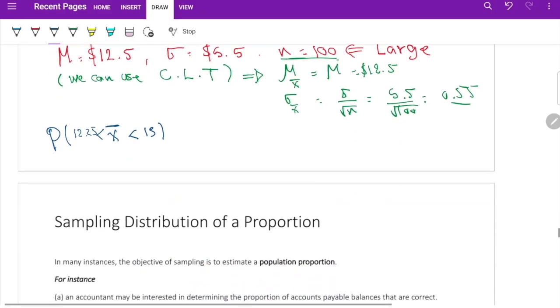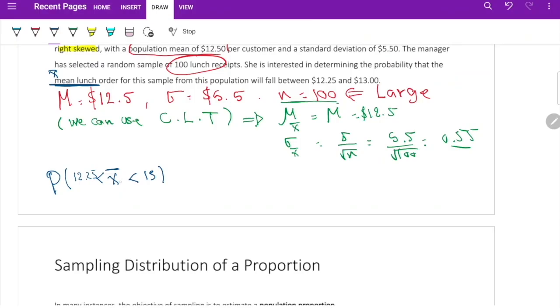We can use two methods. Let me use the two methods here, okay? The first method is just using again how we built this. We have to have the sampling distribution, not the population distribution. The sampling distribution is normally distributed for sure because n is large. So this is the sampling distribution. This is the mu X bar, which equals 12.5, right?